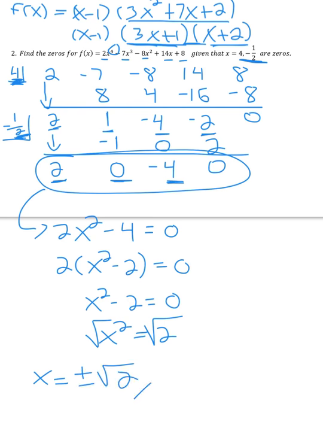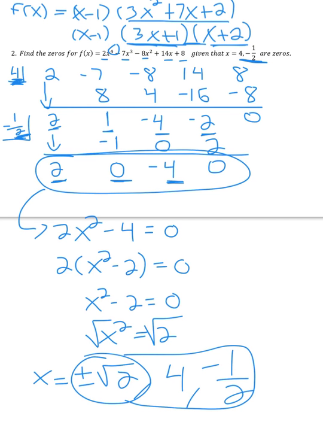So if you graph this 2x to the 4th minus 7x cubed minus 8x squared plus 14x plus 8, it's going to hit the x-axis 4 times at plus or minus root 2, and then at the other two zeros they gave us, which are 4 and negative 1/2. All right, but the key thing is, based off the information, we want to use synthetic division to get that original function, to get the highest exponent to degree down to 2. Then we try to factor, or if it doesn't factor, use quadratic formula.